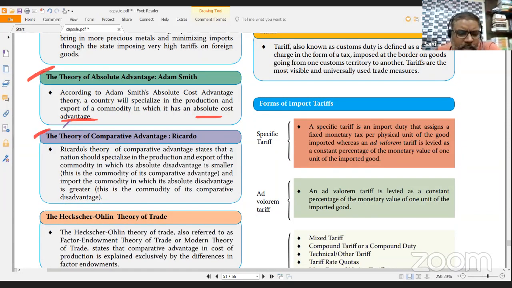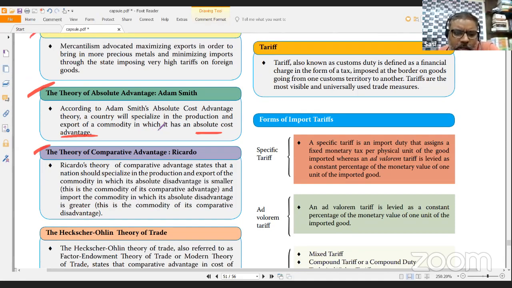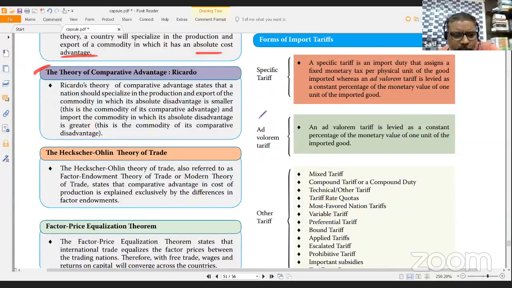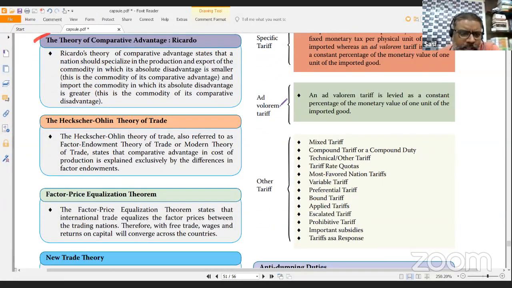But Ricardo contradicted that, saying absolute advantage is not necessarily required. Even comparative advantage is enough. Rather than looking at the advantage, you look at the disadvantage of one country. If the disadvantage is less in one commodity than in the other commodity, that is enough. That country can manufacture and export such products. That is called the theory of comparative advantage.